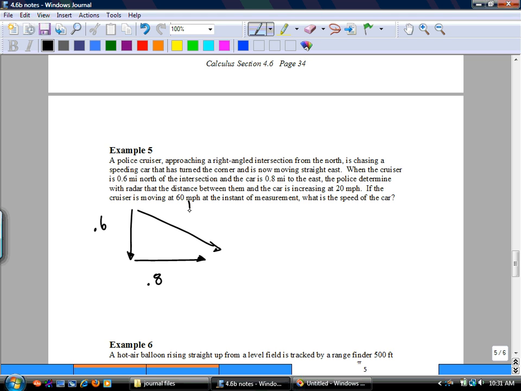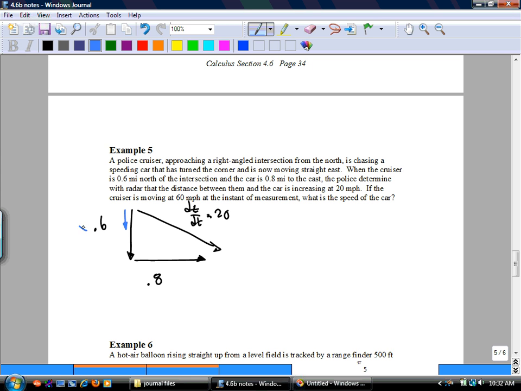So we know dz dt is 20. If the cruiser is moving at 60 miles per hour, okay, look at this. Is the distance increasing or decreasing as the police car approaches the intersection? Decreasing. It's a negative 60. Most people will say positive 60 and get the wrong answer. So you've got to watch that.